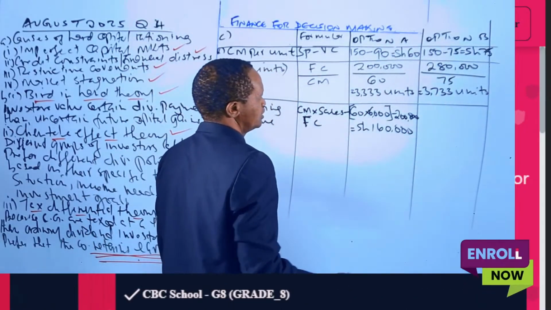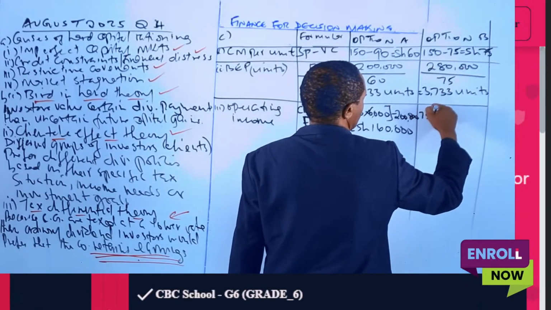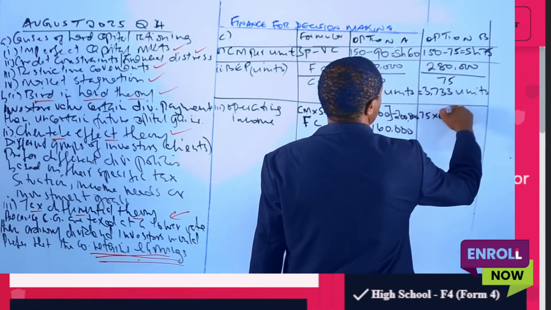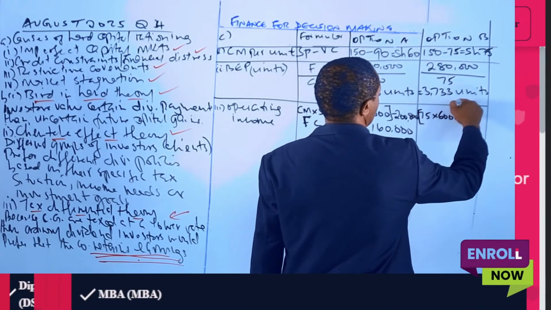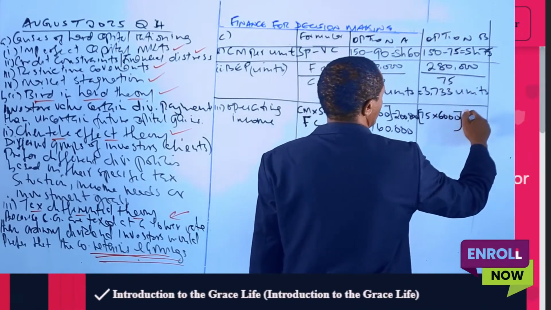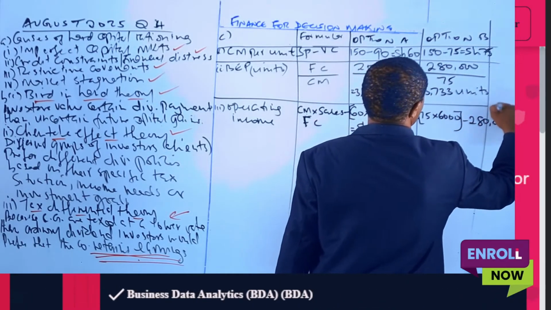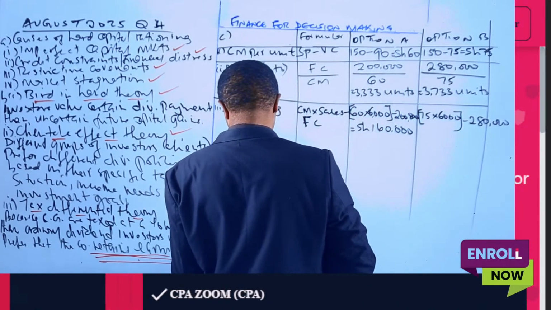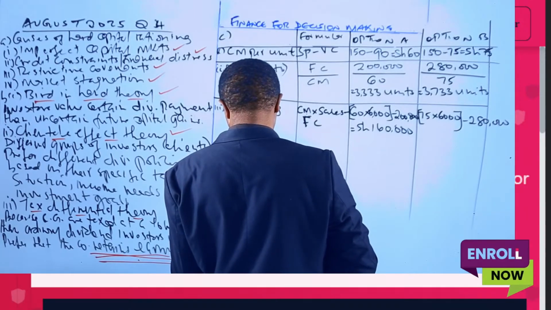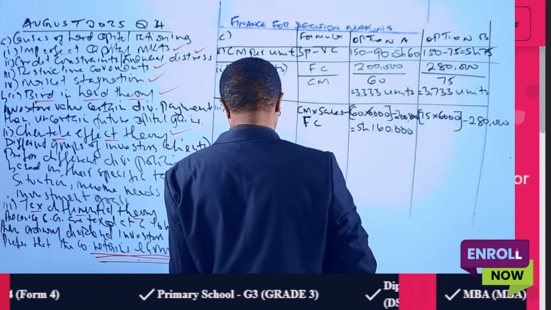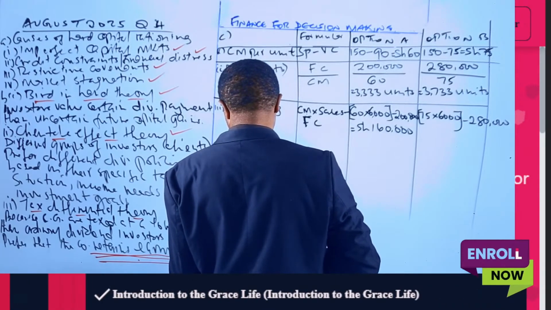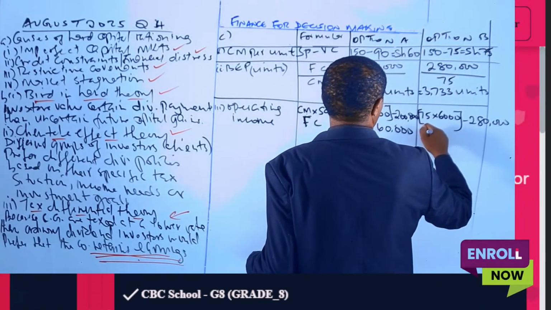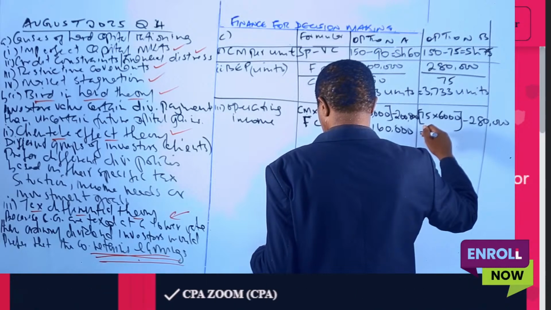For option B, the contribution is 75. The company is expected to sell again 6,000 units. That is the total contribution. We deduct fixed cost of 280,000. So I have 75 times 6,000 minus 280,000. This is equal to 170,000.